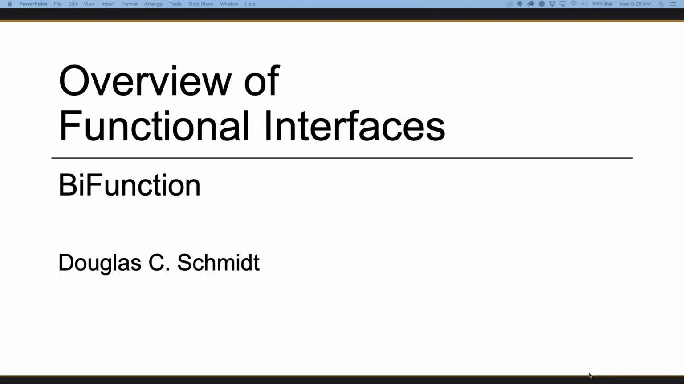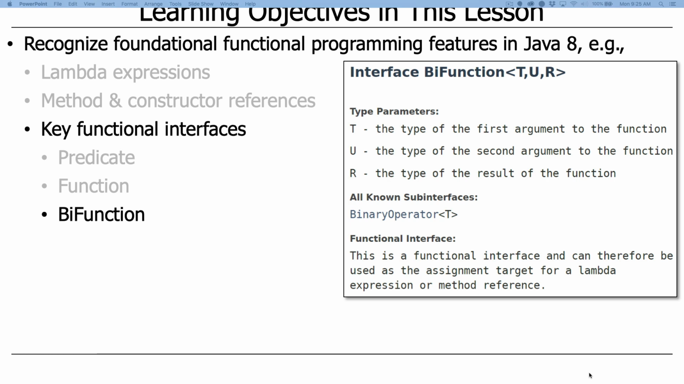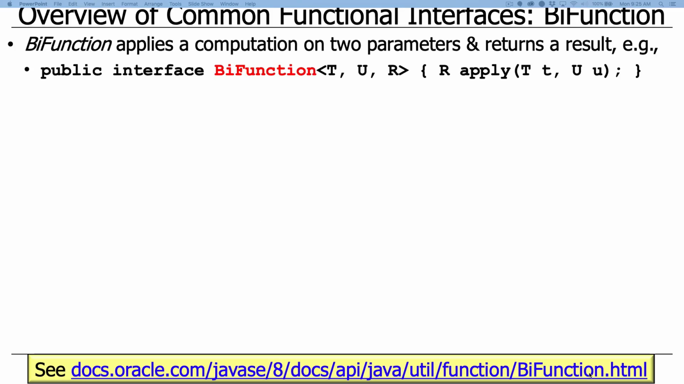Next topic, the BiFunction. As you'll see, BiFunction is pretty much like Function with one subtle difference. It adds a second parameter. That's why it's a BiFunction. It has two parameters instead of one.